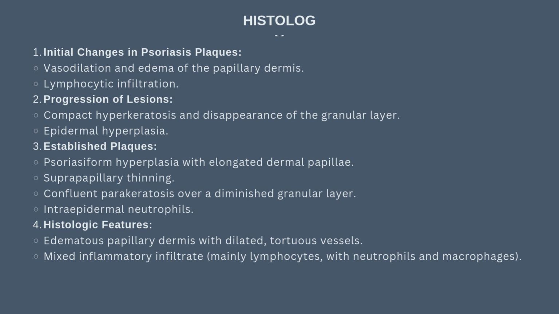Histology: initial changes in psoriasis plaques, vasodilation and edema of the papillary dermis, lymphocytic infiltration, progression of lesions, compact hyperkeratosis and disappearance of the granular layer. Epidermal hyperplasia, established plaques, psoriasiform hyperplasia with elongated dermal papillae, suprapapillary thinning, confluent parakeratosis over a diminished granular layer, intraepidermal neutrophils. Histologic features: edematous papillary dermis with dilated, tortuous vessels, mixed inflammatory infiltrate, mainly lymphocytes, with neutrophils and macrophages.